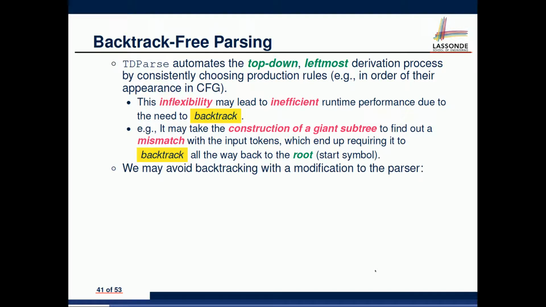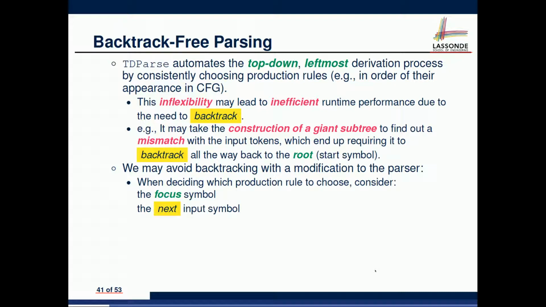Okay, so now we may avoid backtracking with some modification. I just mentioned that particular predicate. We have to check some additional condition. So now when we decide which production rule to choose, we have to consider several things. The focus symbol, for sure, still. That's the same as before. But now we want to see the next input symbol, or the next symbol that can be derived from the production rule we chose. That's basically the 2 things we want to consider, and it's called the look ahead symbol.